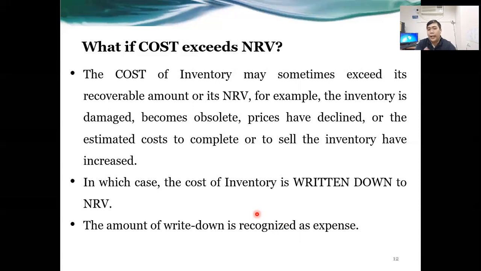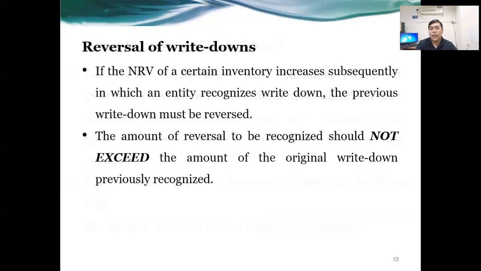Now, there are times that pagka next year, yan da ngayon nag-exceed ang cost sa NRV, pero pagka next year is that nagbalik na siya normal, which is mas lower na ya ang cost kaysa sa NRV. So ang balaton, yung tawag siya na reversal of write down. We are talking with the same inventory. So if the NRV of a certain inventory increases subsequently, in which an entity recognizes a write-down, the previous write-down must be reversed.